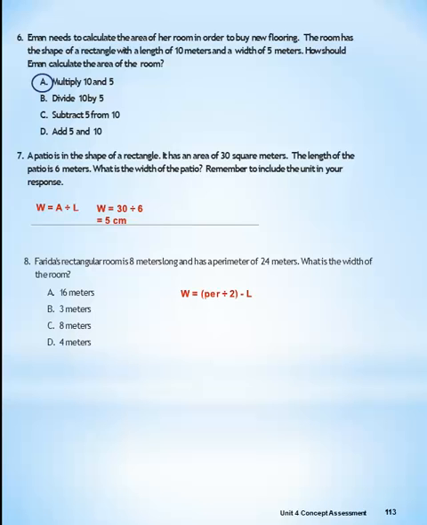Farid's rectangular room is 8 meters long and has a perimeter of 24 meters. So the perimeter equals 24 and the length is 8. What is the width? The width equals perimeter divided by 2 minus the length. So 24 divided by 2 minus the length 8. It will be 12 minus 8 equals 4 meters.